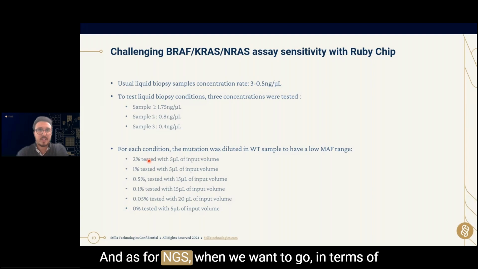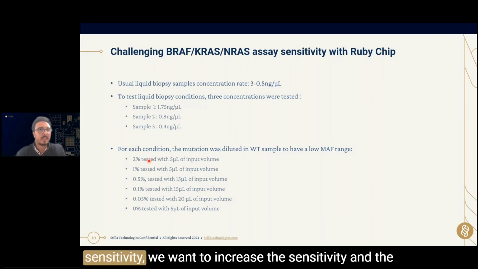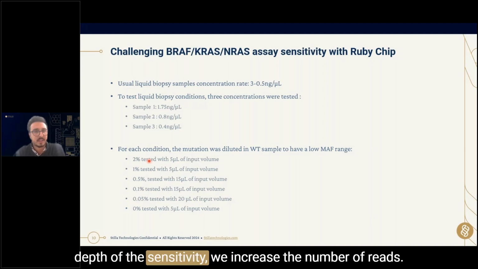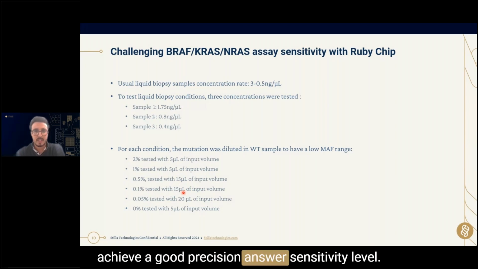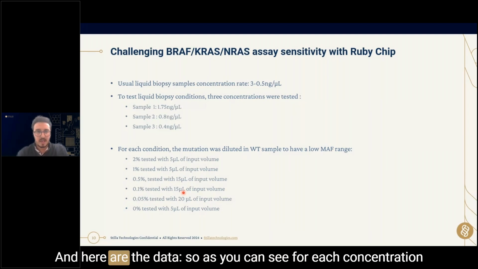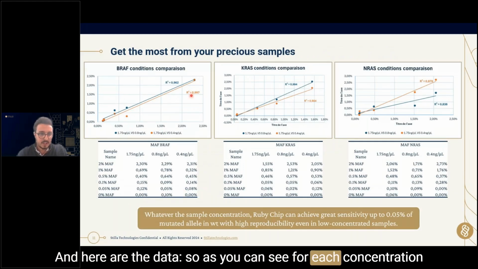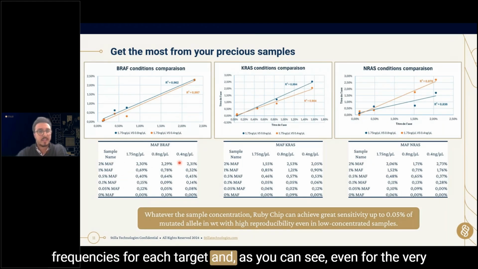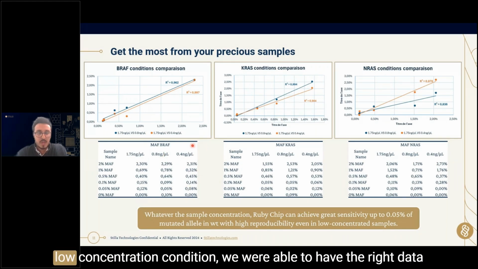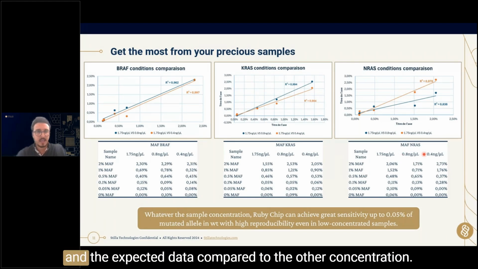And as for NGS, when we want to increase the sensitivity and the depth of the sensitivity, we increase the number of reads. Here, we increase the input volume to be able to achieve a good precision and sensitivity level. And here is the data. As you can see, for each concentration and for each gene, we were able to detect all the mutation frequencies for each target. And even for the very low concentration condition, we were able to have the right data and the expected data compared to the other concentrations.